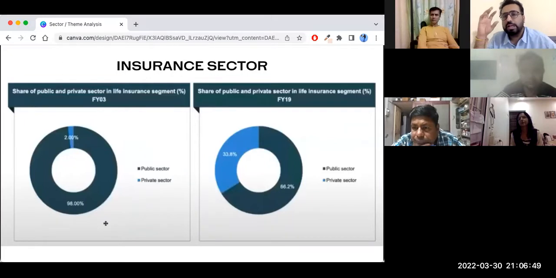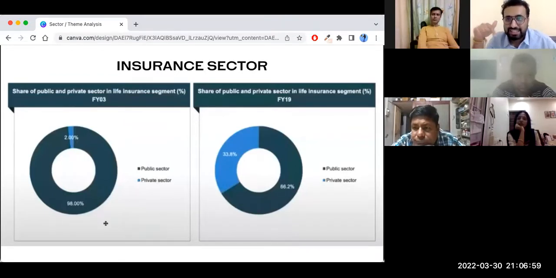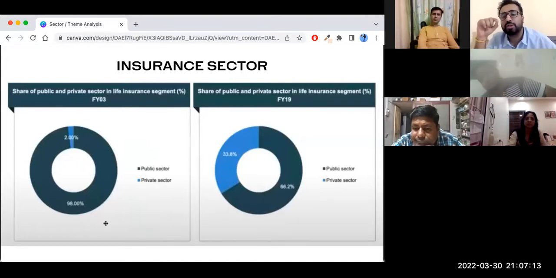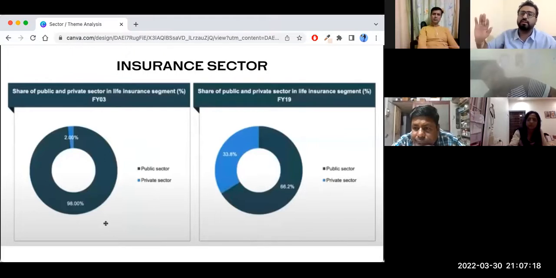Right? Now, when private companies were, let's say, allowed to enter the insurance sector, the successful ones were those who already had the distribution sorted. Particularly, these were banks. Banks already had the distribution sorted. They already had the branch network. They already had a footprint all across India. So through the footprint, they were now able to sell insurance policies also.